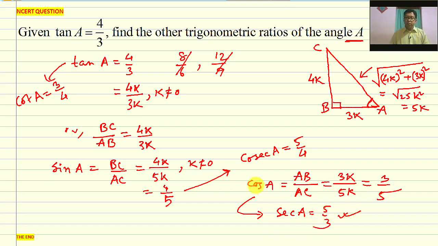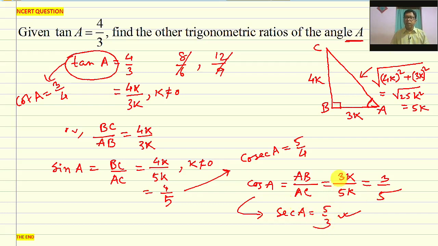So all the trigonometric ratios are found. First one is tan A, which was given: tan A is equal to 4/3. From this, we are finding all other trigonometric ratios. First, we found cot A is equal to 3/4, because tan A and cot A are reciprocal to each other. Sin A is found, BC/AC, this is 4/5. Sin A and cosec A are reciprocal, so just reciprocal the fraction and you will get cosec A is equal to 5/4. Next is cos A, which is the adjacent side divided by the hypotenuse, that means 3/5, and sec A is equal to 5/3.